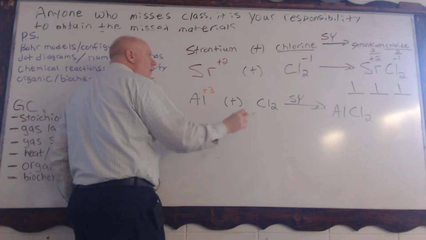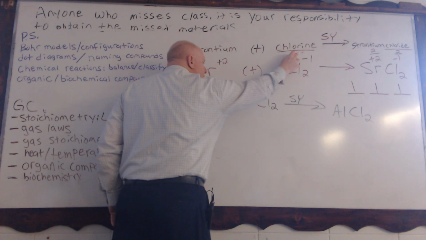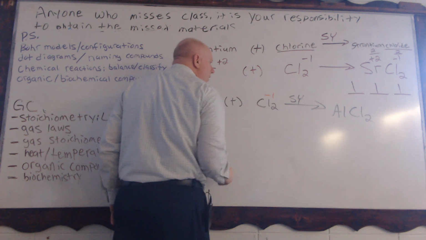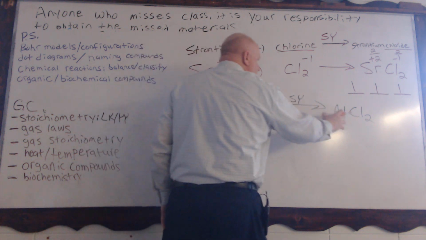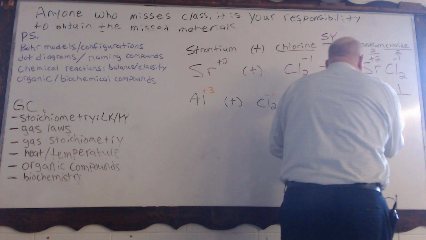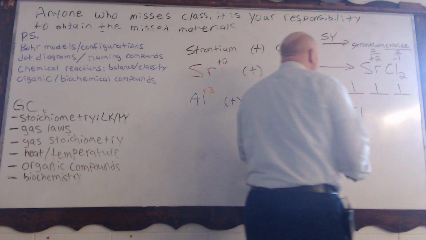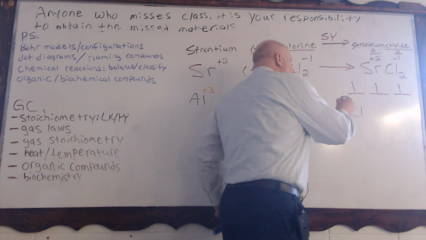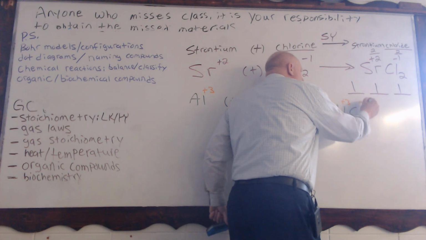Okay. If this was -1 in this reaction, it's going to be -1 down here as well. And then once we get over to this side, we don't just automatically carry that little subscript of 2. We needed that over here to balance out the compound. So we do the same thing, +3, -1.